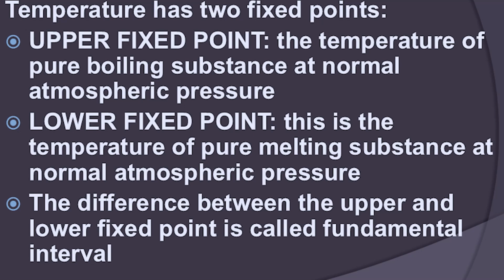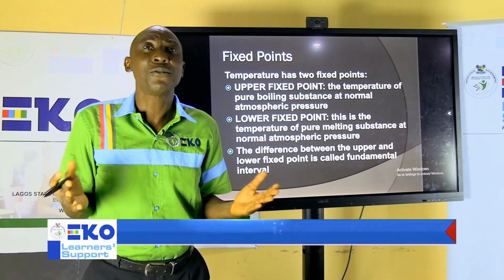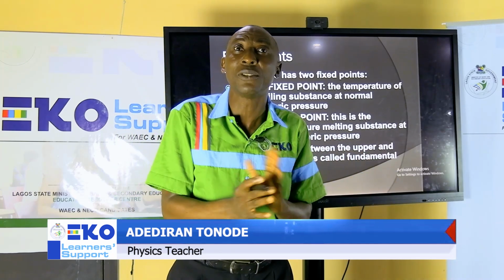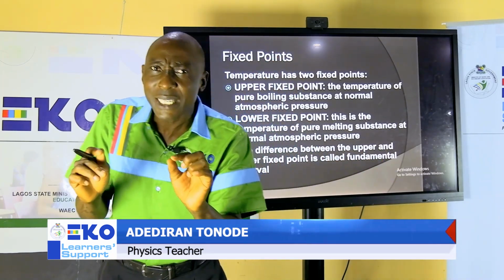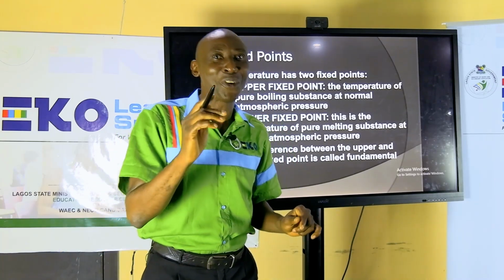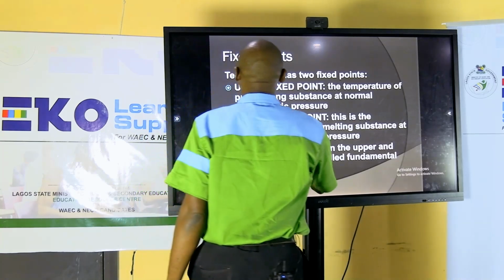The difference between the upper fixed point and lower fixed point is referred to as the fundamental interval. Let me give you an example. Upper fixed point is 20. Lower fixed point is 5. That means the fundamental interval is simply 20 minus 5, which is 15. So the difference between the upper fixed point and lower fixed point is called the fundamental interval. I hope you've gotten that. Let's go ahead.